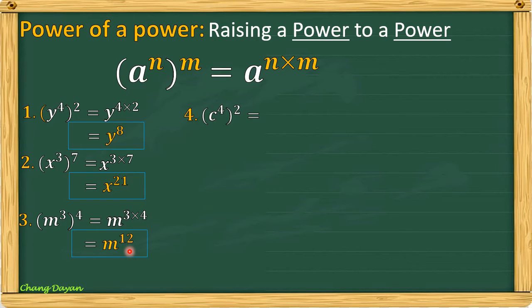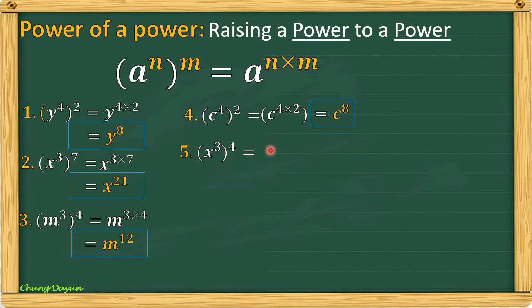Next, number 4. So, dito, ang exponent natin sa loob ay 4. Ang exponent sa labas ay 2. Let us multiply. 4 times 2. 4 times 2 is 8. Therefore, our answer is c raised to the 8th power.